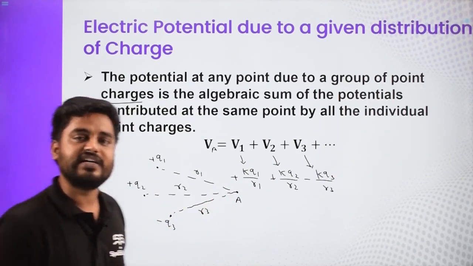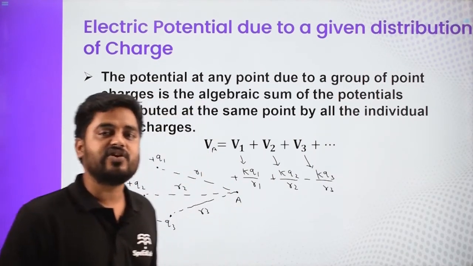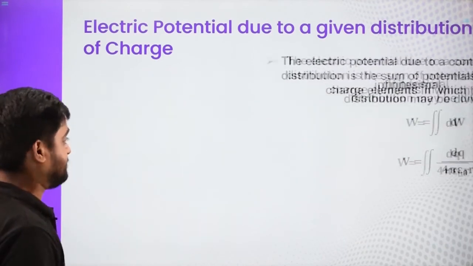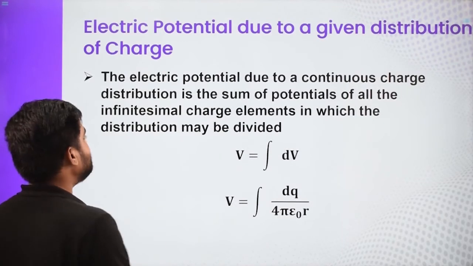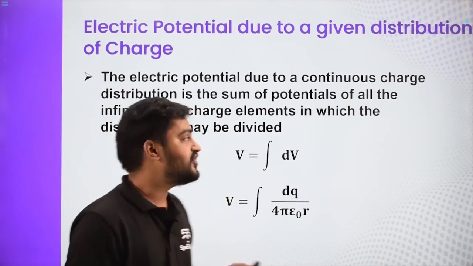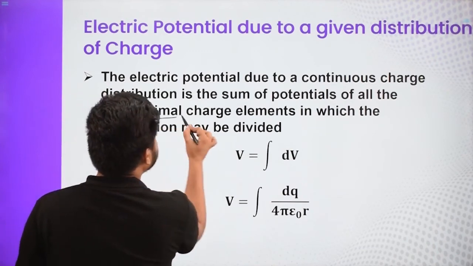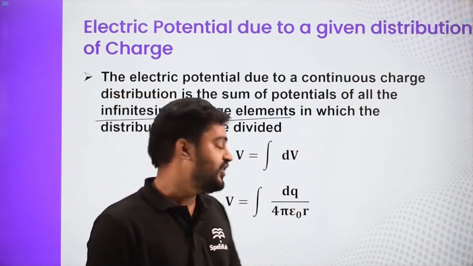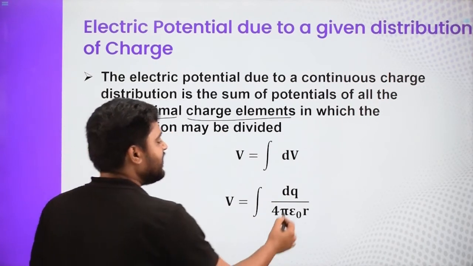It is a scalar quantity, so there is no vector addition or subtraction. You just need to take care of the signs very properly. And if your charge distribution is continuous, then what to do? Then basically we assume an infinitesimally small charge element, which we call dq, and it is this dq due to which we write the potential.